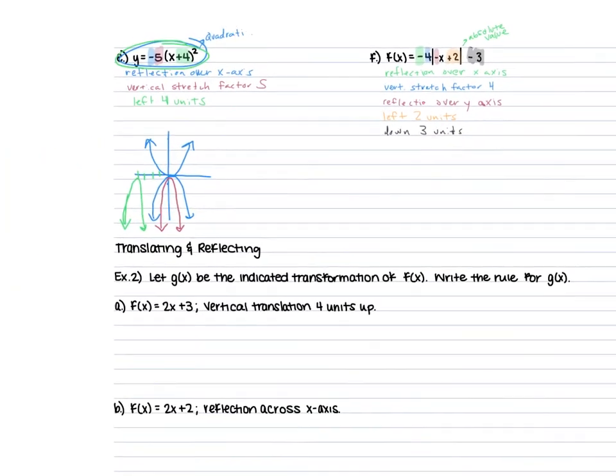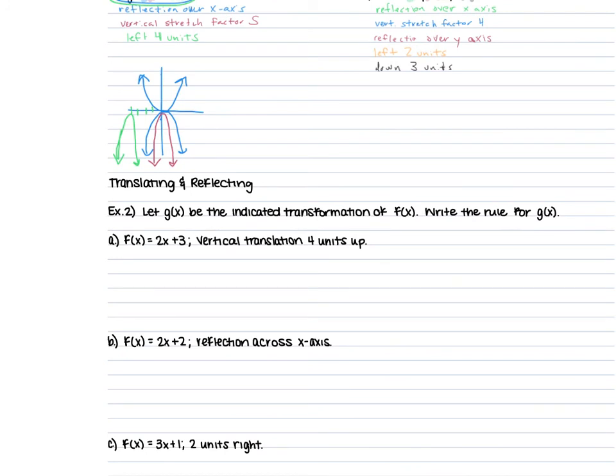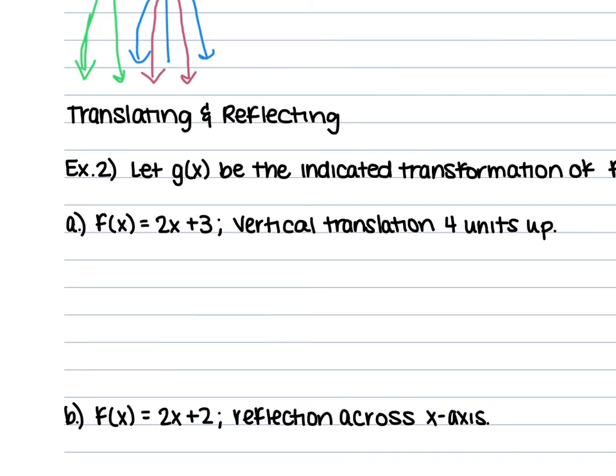All right, let's move on to the second part here. So here we are translating and reflecting. So for example 2, we need to let g of x be the indicated transformation of f of x and write the rule for g of x. So we're given a function f of x, and g of x is going to be our new function that has this rule applied to it. So it's going to be f of x with a vertical translation 4 units up.